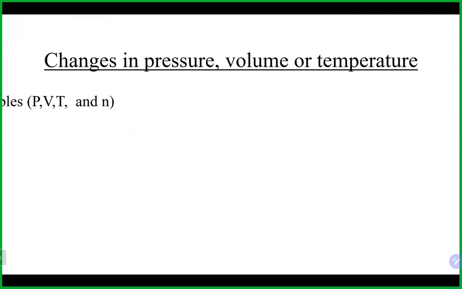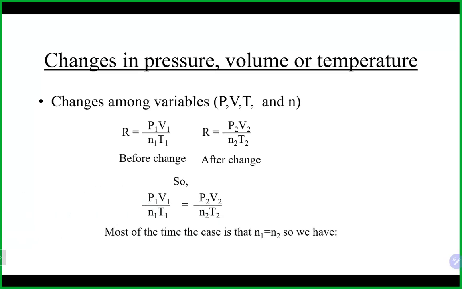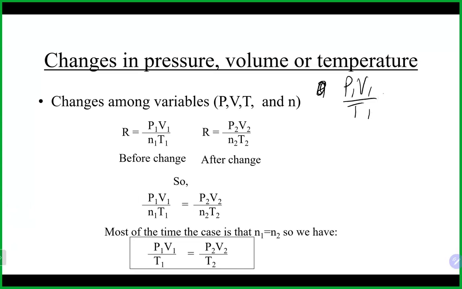And if we don't have enough gas laws, let's take a look at another one here. If you actually take the ideal gas law and you set it equal to R, and since R does equal the same number, you can set each of those things equal to each other for a 1 and 2 type situation. In most cases, the number of moles does stay the same. So that reduces us down to this gas law here, which is P1V1 over T1 equals P2V2 over T2.